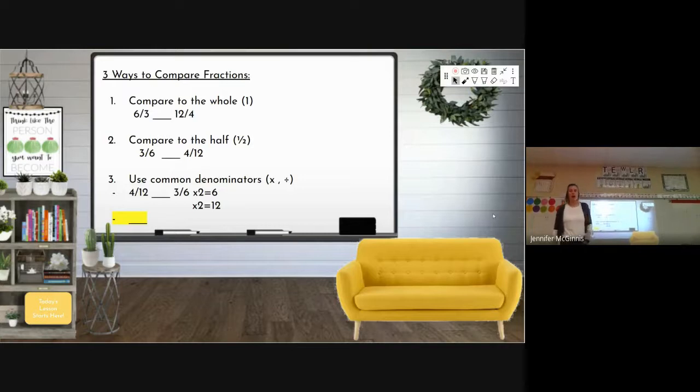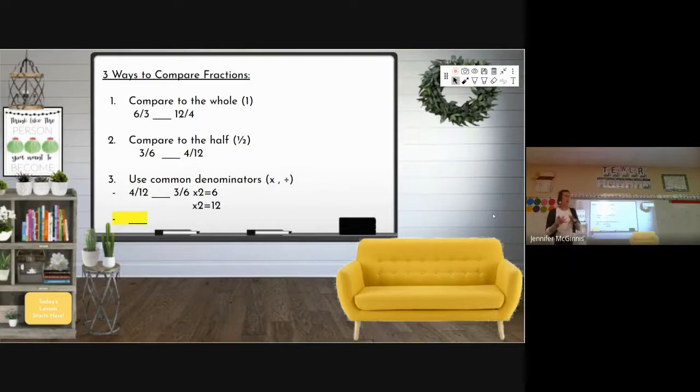Before we get started, I want to review the 3 things we know about comparing fractions, because today I'm going to add a 4th. We know 3 ways to compare fractions. What are they? Trenton? Compare to the whole. Jackson? Compare to the half. Izzy? Compare to the denominator. Use common denominators. Those are the 3 ways.